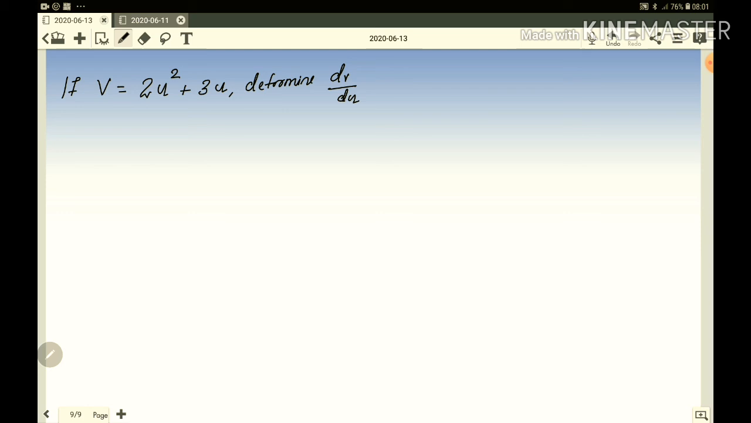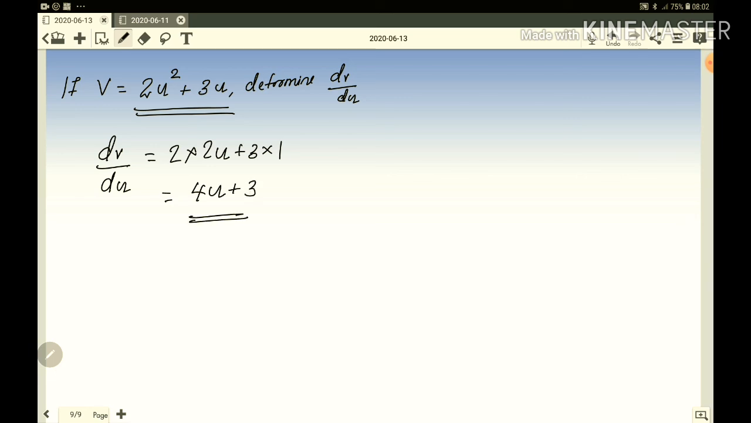So I'm going to differentiate. This one is ready for differentiation. There is no bracket. Those things are not there. So I'm differentiating v to become dv over du. Do you understand? Because this is a function in terms of u, that is why I wrote du. So it's going to be 2 times u square becomes 2u, plus 3 times u becomes 1. If x is there, you will write 1, isn't it? Similarly, if u is there, write 1 there. So the final answer is 4u plus 3. So we are done. Is it clear?